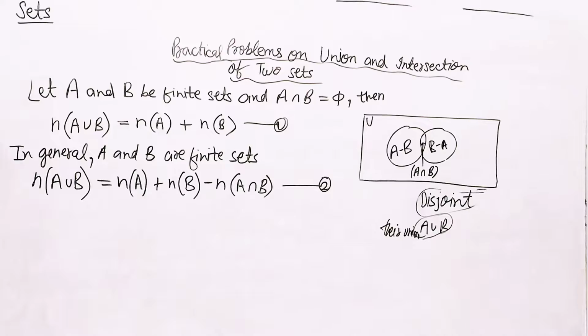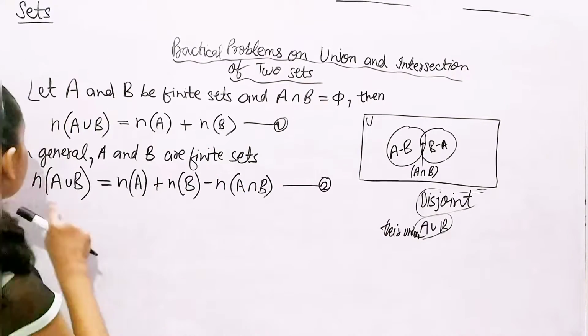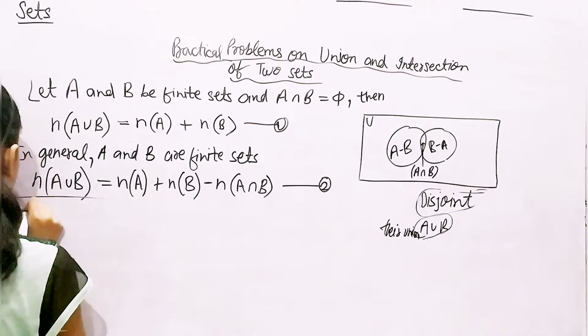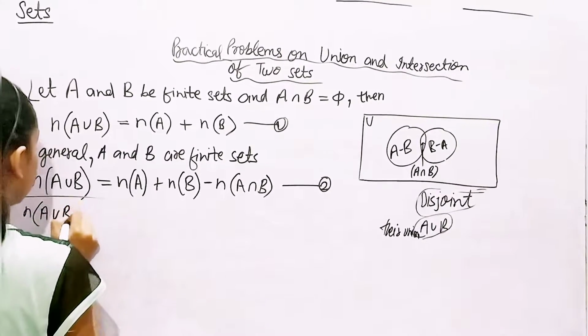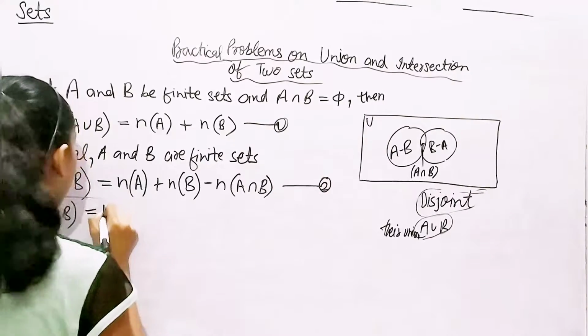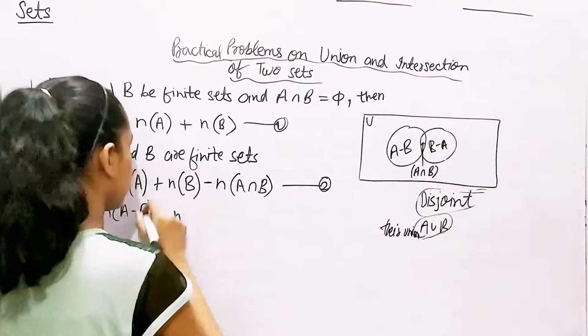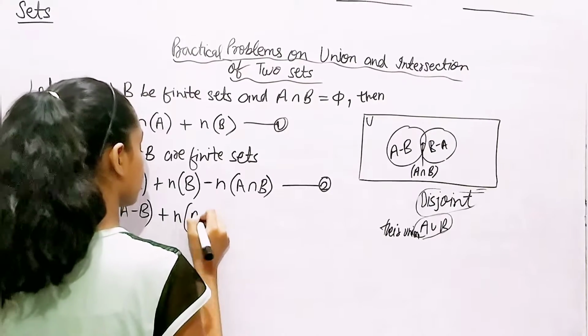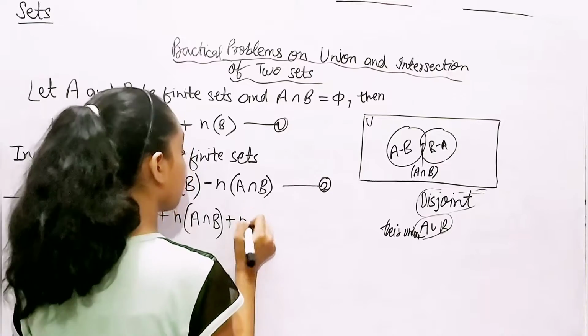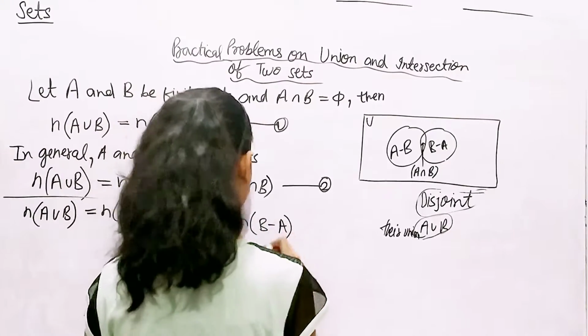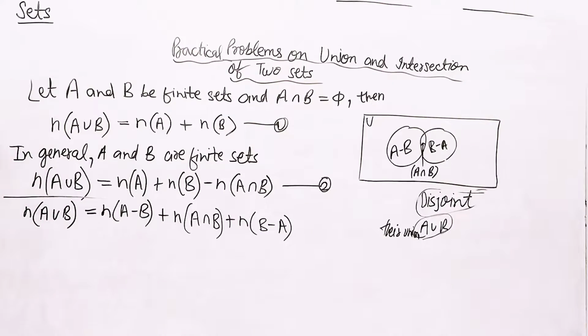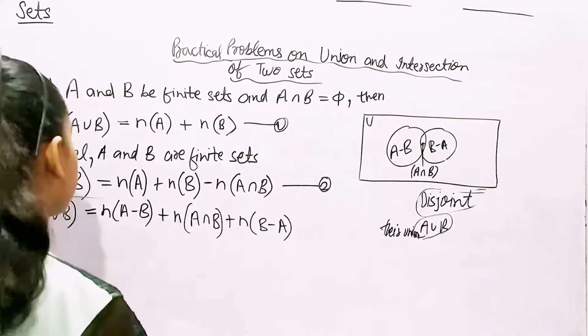What I'm simply trying to say is that now let me use it in a formula to find the number of elements in A union B. The number of elements in A union B is equal to the number of elements in A minus B plus the number of elements in A intersection B plus the number of elements in B minus A. Okay, is it clear? The next step, what are we going to do?